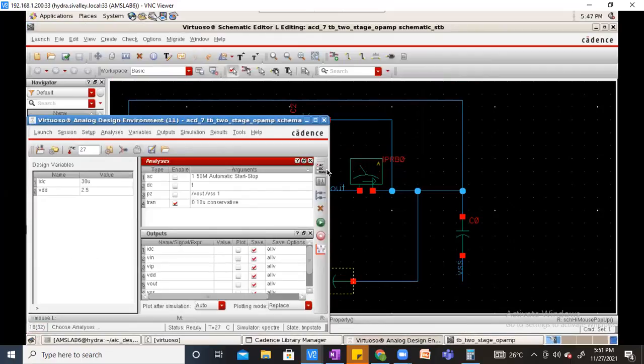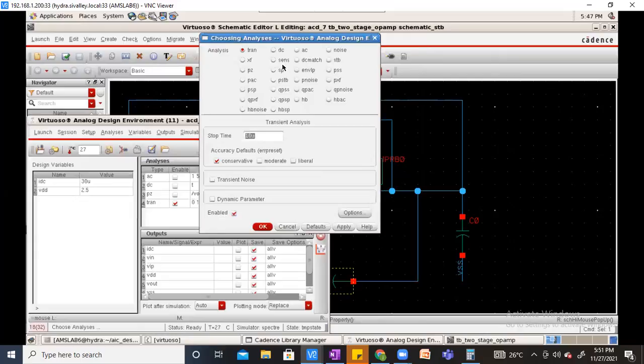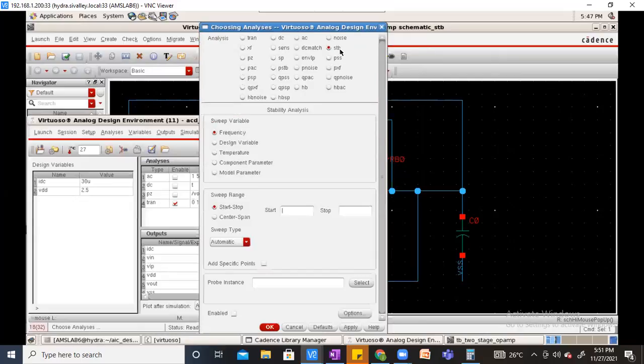So how to do it? If you go to this analysis menu, you can see something dot stb, stb analysis. Stability means stb. Okay. If you click on this, select frequency and sweep range. So let's say from 0 to 100 megahertz I put. Okay. Now here it's important.